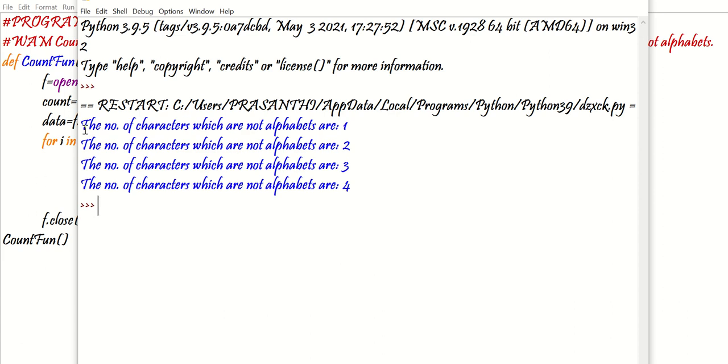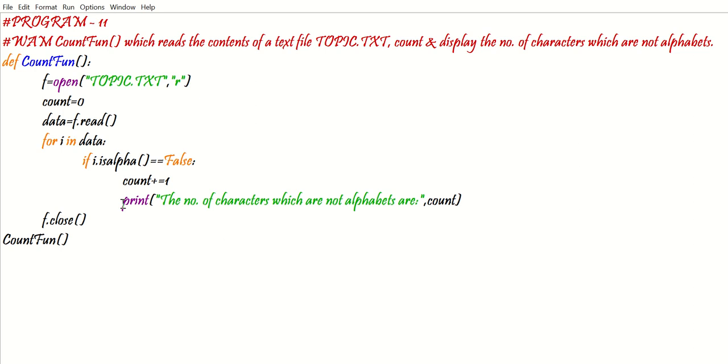See, the number of characters which are not alphabets are 1. Then again it is repeating. But do we need the output like this? I've purposely done this for you to understand the errors which you guys can make. See here what I've done. I've printed it just below count. I've printed it under if statement, right? But it is not like that.